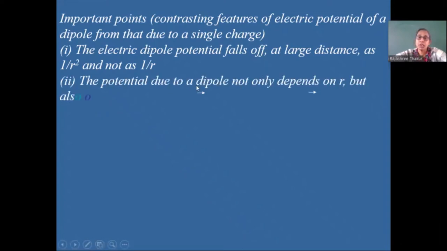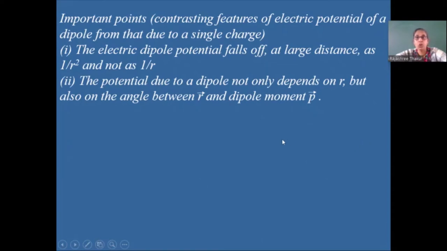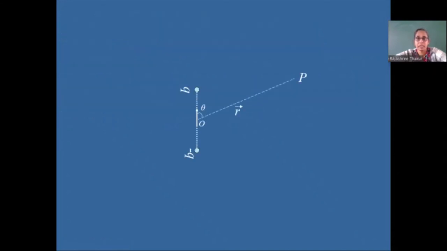Now, the potential due to a dipole not only depends on r, but also on the angle between r and the dipole moment p. It should also be understood that it is actually symmetric about p. What does it mean? Say, if I consider this dipole and this r is rotated about p, by keeping the angle theta the same, the angle between the dipole and the r should remain the same. And if I rotate it about p, the value of the potential remains the same. That is what we call symmetric.